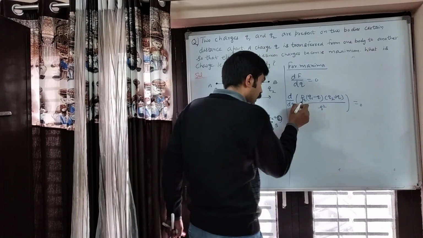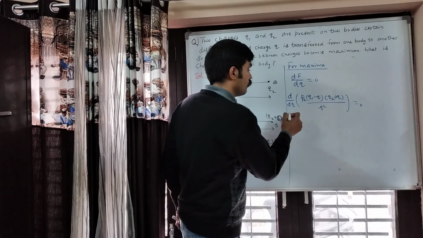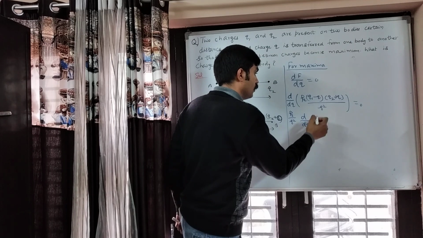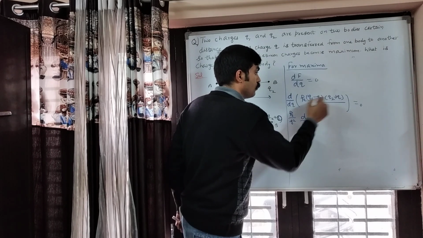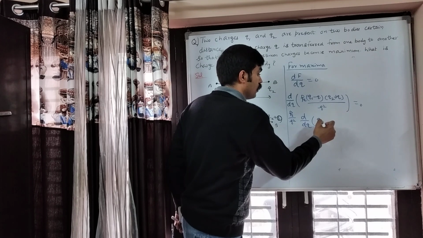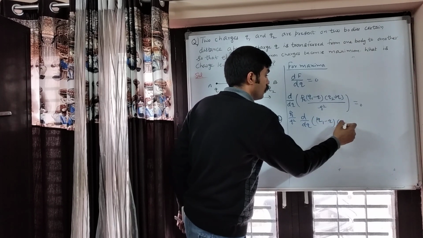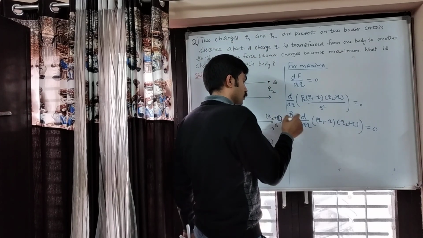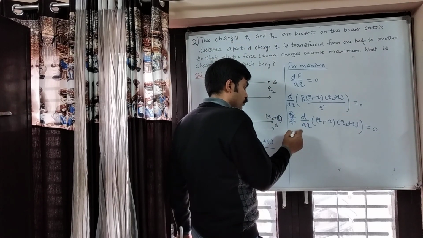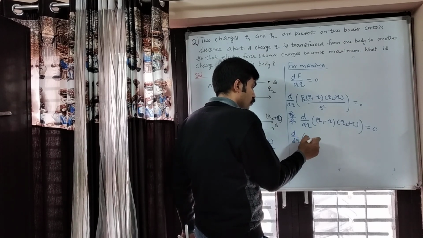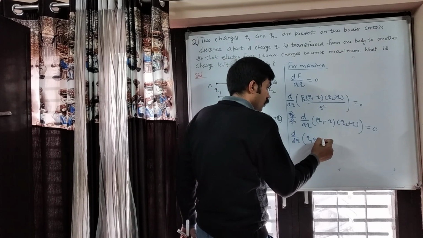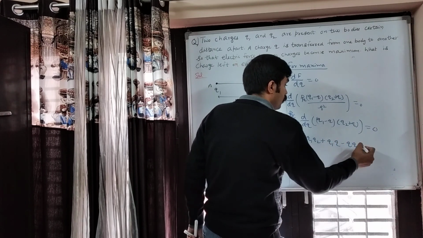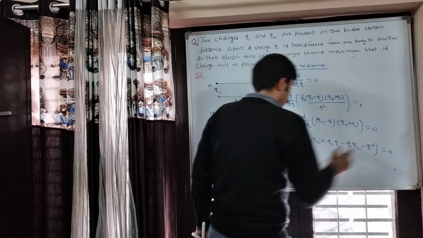should be 0. Now K and R square are constant. They will come out of the differentiation. And this number can be written as Q1 minus Q into Q2 plus Q. So this is off. Go to the other side. This product is Q1 Q2 plus Q1 Q minus Q Q2 minus Q square is equal to 0.